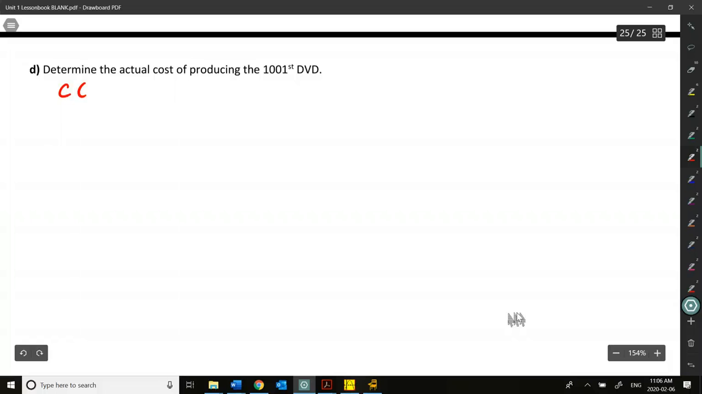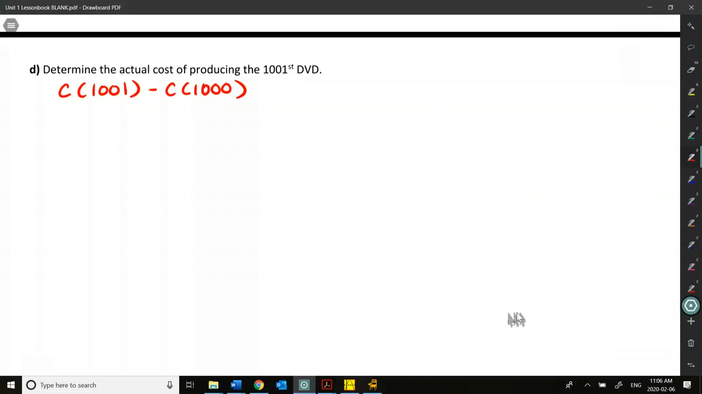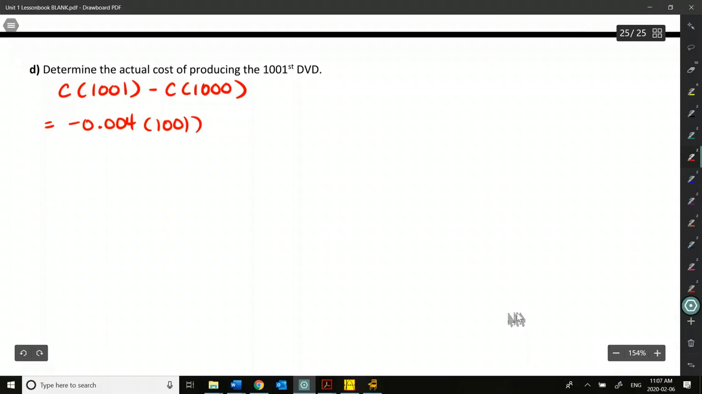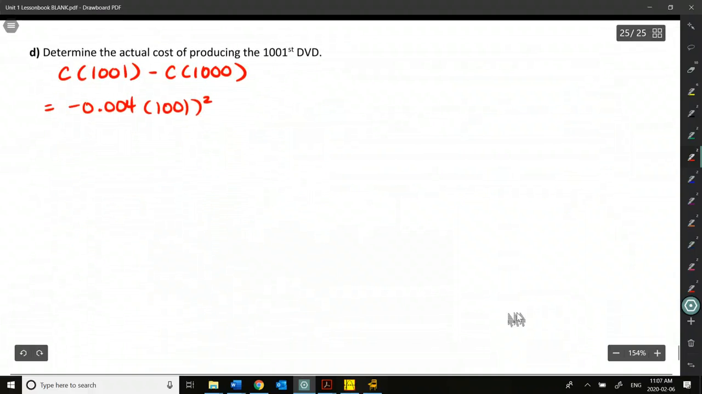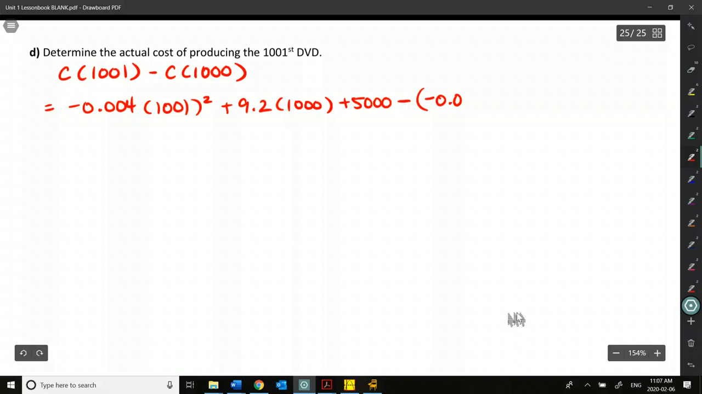So we are going to take the cost of producing 1,001 DVDs and subtract the cost of producing 1,000 DVDs. I should get the difference between the costs there. So you're just going to evaluate inside the cost function that was given to you. Okay, and then you're going to subtract that same function, but with 1,000 entered in there.